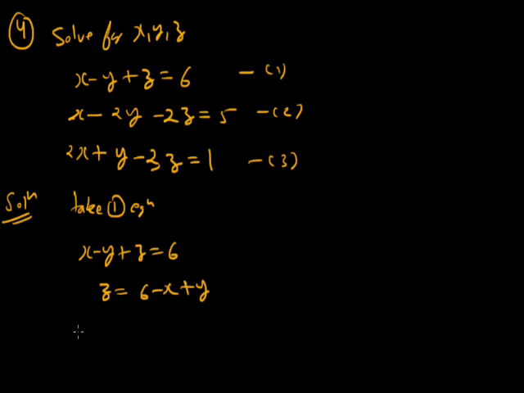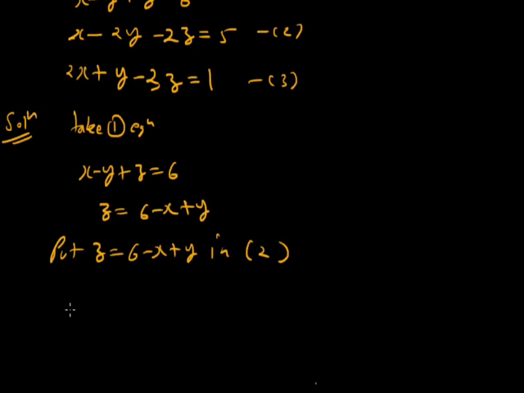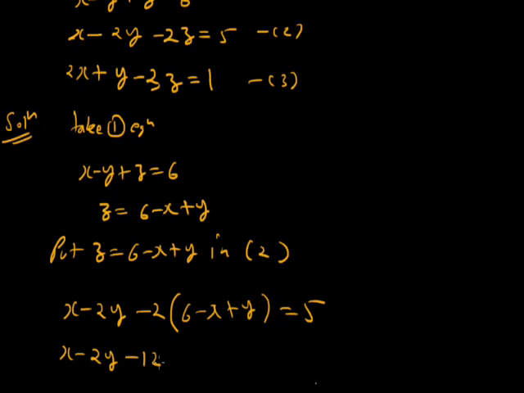So start the procedure. I put the value of z in equation number 2. Put z equals 6 minus x plus y in equation number 2. So it becomes x minus 2y minus 2z. In place of z I write 6 minus x plus y, equals 5. Solve the bracket. x minus 2y minus 12 plus 2x minus 2y equals 5.